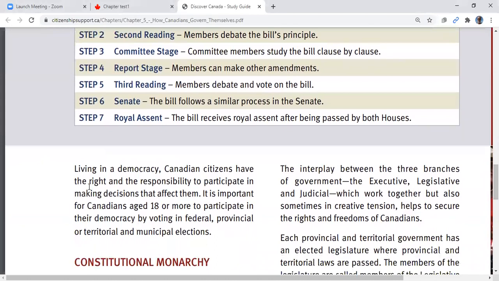So let's see. Zaniba, could you read this part here where it says living in a democracy? Could you read that part, please? Okay, sure.